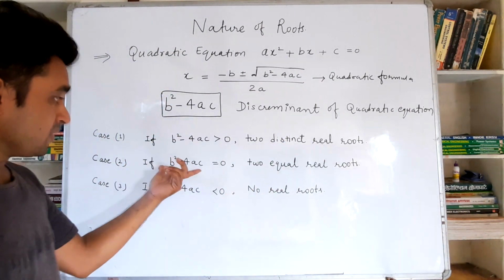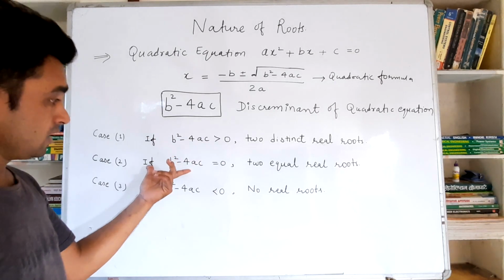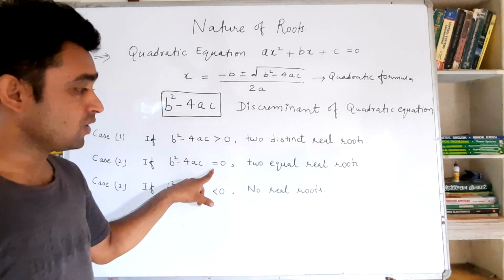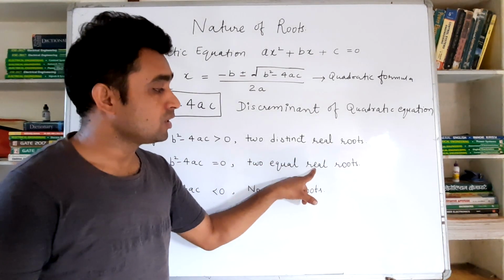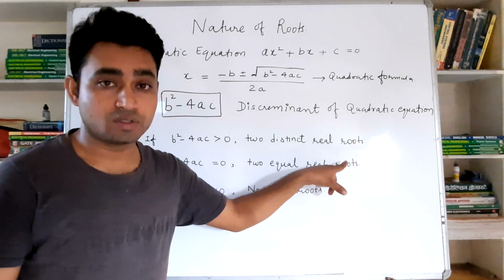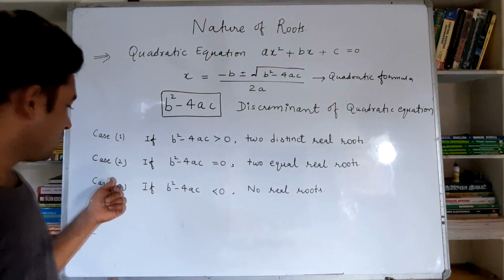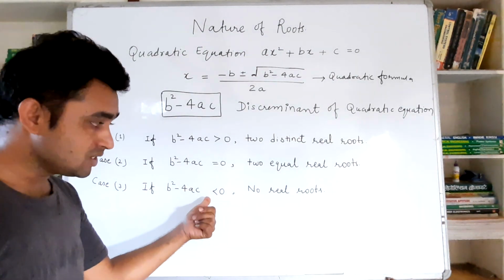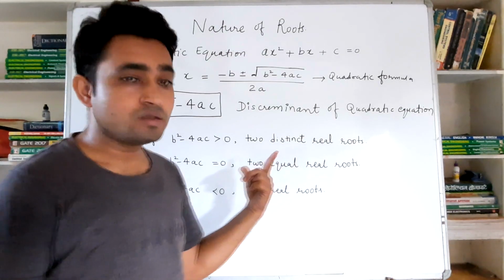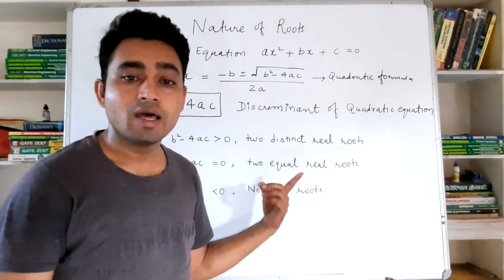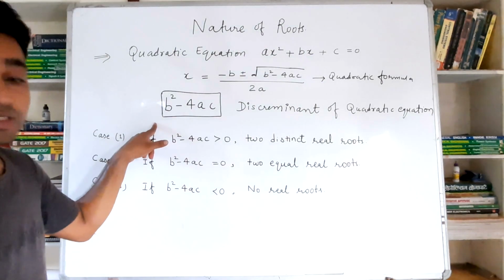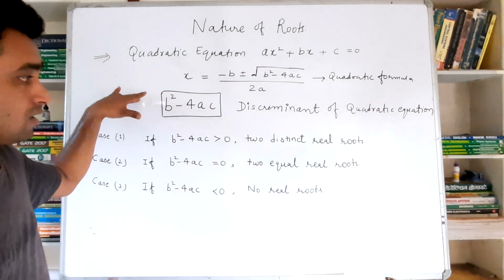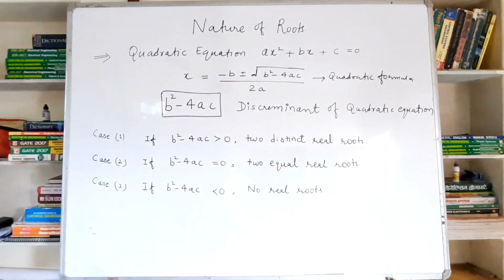In case 2, if our discriminant b square minus 4ac is equal to 0, then there are two equal roots and both are real. In case 3, if our discriminant b square minus 4ac is less than 0, then there is no real root. So this discriminant is very important. Let's understand it by using some examples also.